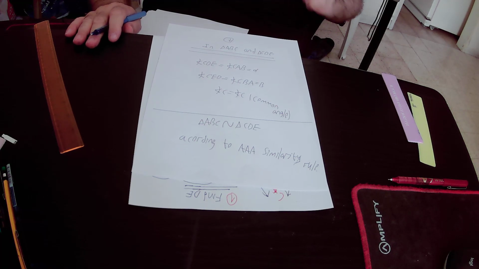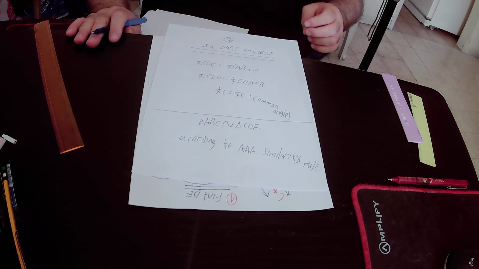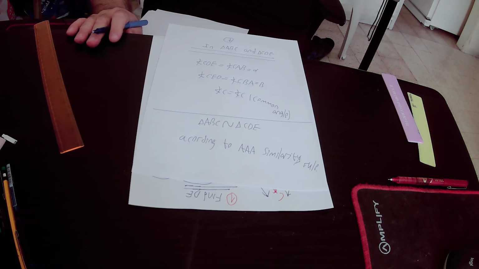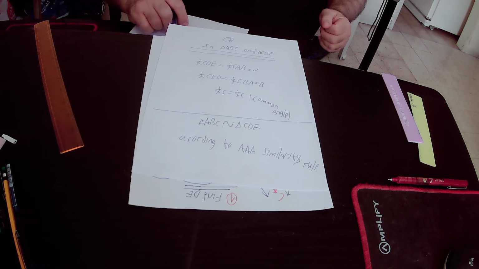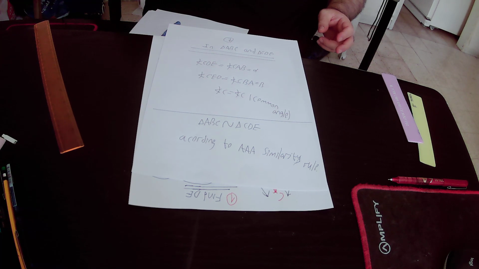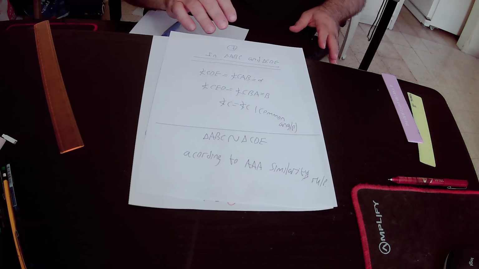So what is the angle similarity rule? The angle similarity rule says that if you prove that all the angles of one triangle are equal to the angles of the other triangle, then you actually proved that those two triangles are similar to each other according to the angle similarity rule. Okay?